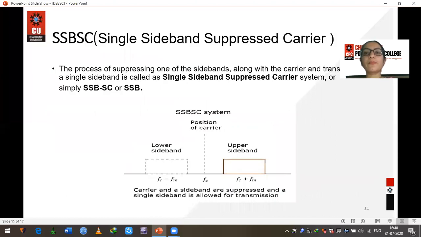Let us start with the SSBSC, that is, single sideband suppressed carrier. The process is suppressing one of the sidebands along with the carrier before transmission. This is known as a single sideband suppressed carrier system. As the figure shows, the carrier and one sideband are suppressed. That is, the lower sideband and the carrier position are suppressed, and only the information carried by the upper sideband is allowed for transmission.